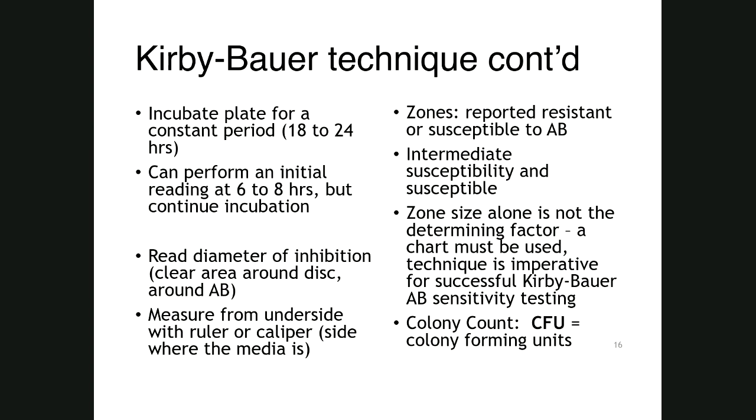Following the directions in the textbook and reading that area, you would actually measure around your disc where the clear area is, and the greatest clear area is not necessarily your best antibiotic of choice. That's why you have a table to refer to. You're going to measure it from the underside of your media plate, keeping it closed, with a ruler, in millimeters, and then the zones are reported either as being resistant or susceptible, and you might have intermediate. They're partially susceptible. So again, that size alone is not the determining factor.